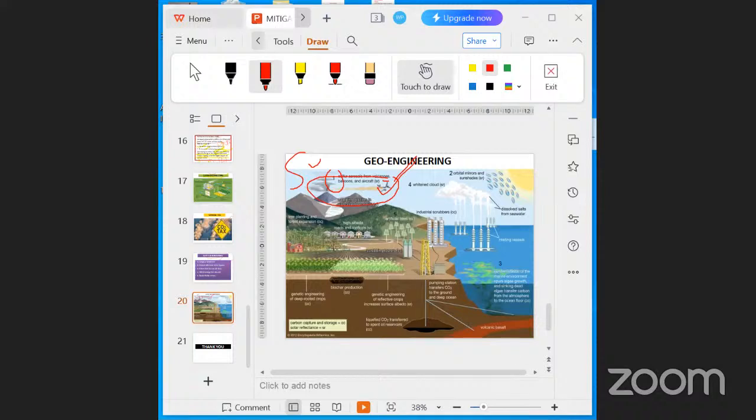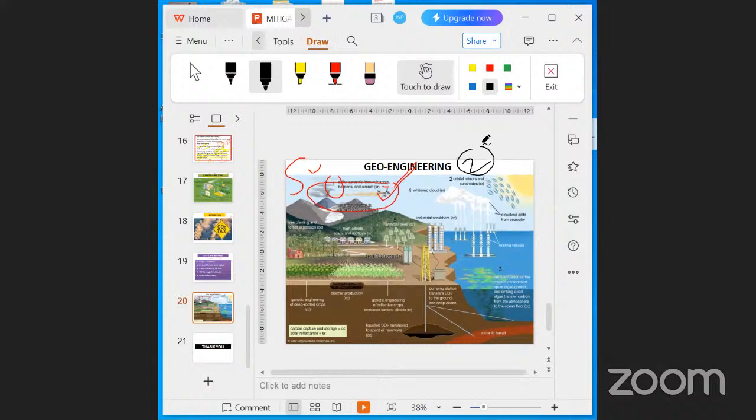And next is the second one. Where is the second one here? This one, this is the second one. You see here, shoot mirrors into space. So normally, what do the mirrors do? They reflect back the rays, right? That is the concept: placing mirrors into space.